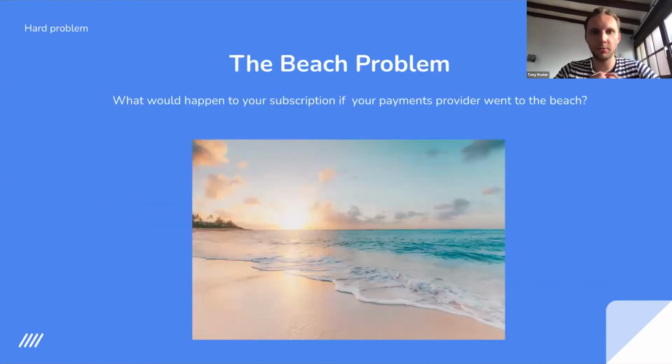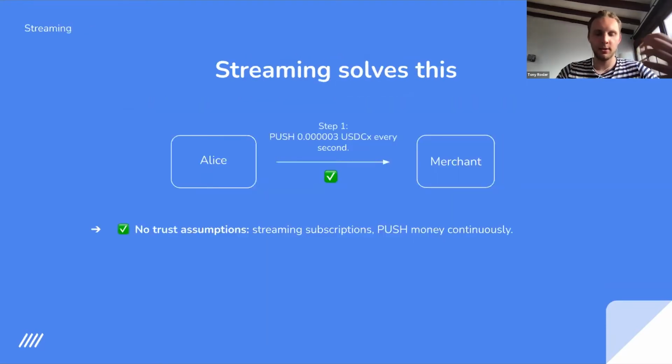So if we summarize the problem in one thing, it's the beach problem. What would happen to your subscription if your payments provider went to the beach? Essentially, your subscription would cancel. So this is not a decentralized payments provider, and this is not, I believe, the ecosystem we want to be building. So right, how does streaming solve this?